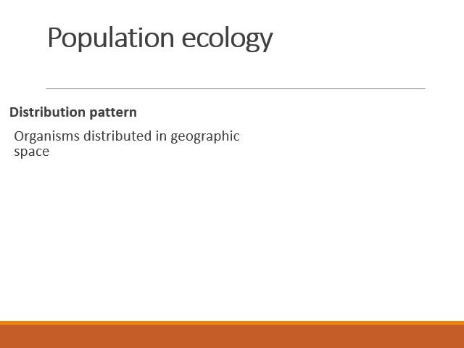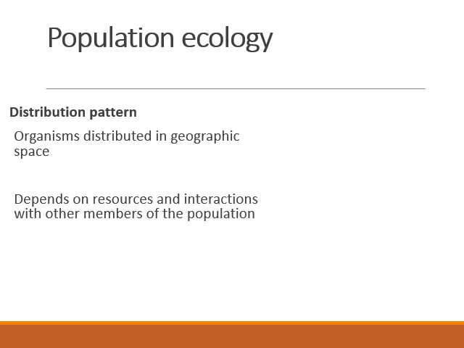With population ecology, we look pretty often at the distribution pattern, which is the way that individuals or organisms are distributed in a geographic space. It depends pretty heavily on the resources and the interactions with other members of the population. If they are being pushed out of some area because there's a high density of predators, or if there's not enough food for them, then they're going to change the way they're distributed. And distribution patterns often reflect behavioral or ecological adaptations.